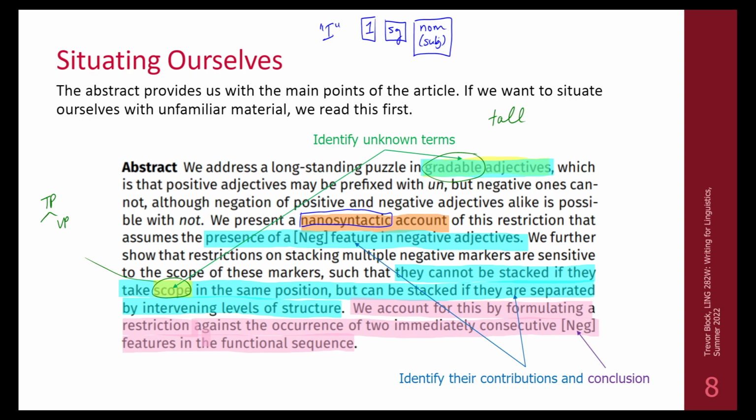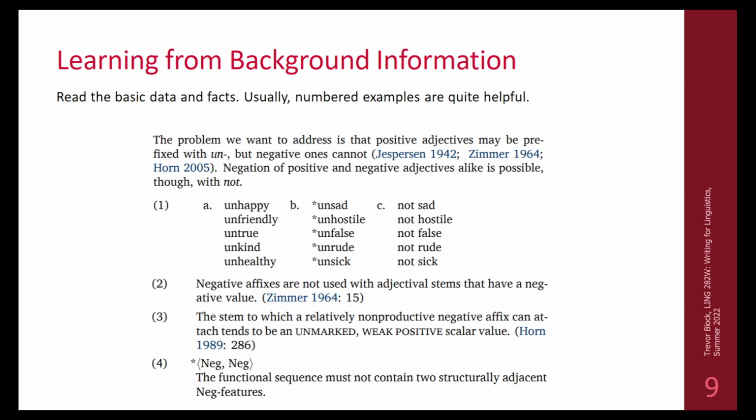Now, the abstract also tells you what they're going to do, which is great. So they say that they're looking at gradable adjectives, and that positive adjectives may be prefixed with un, but negative ones cannot. So they say that there's this neg feature in negative adjectives, and when there's two negatives back to back, that makes it so it doesn't work. So they're going to show that negative adjectives get two negatives back to back, and that's the reason why it doesn't work.